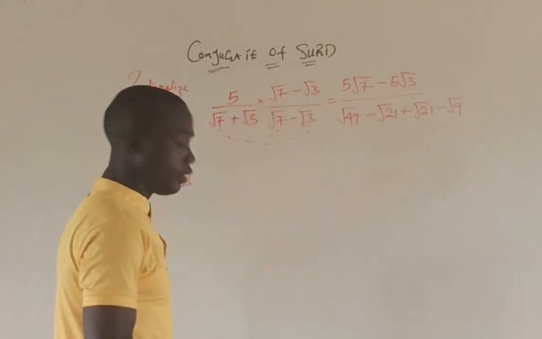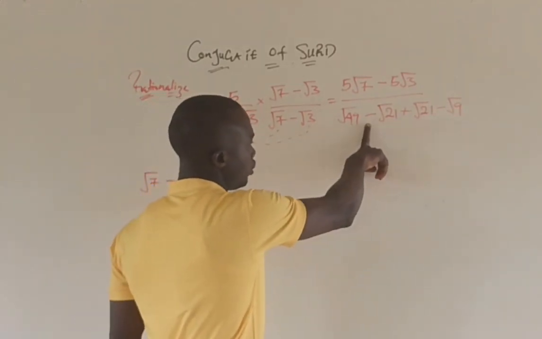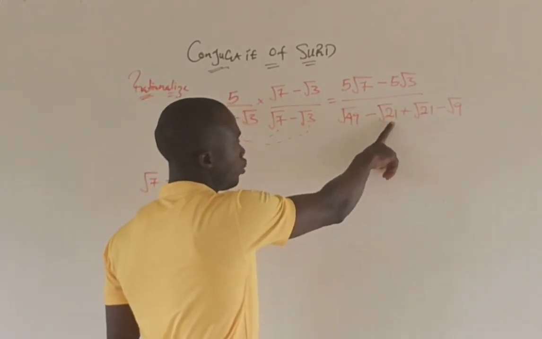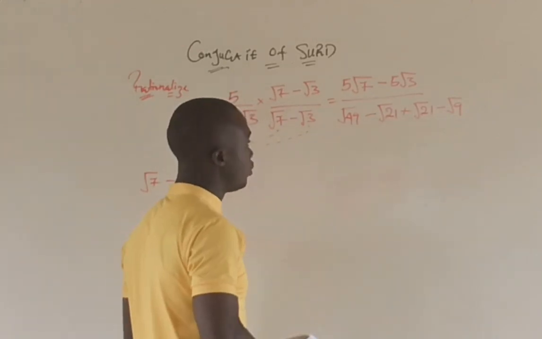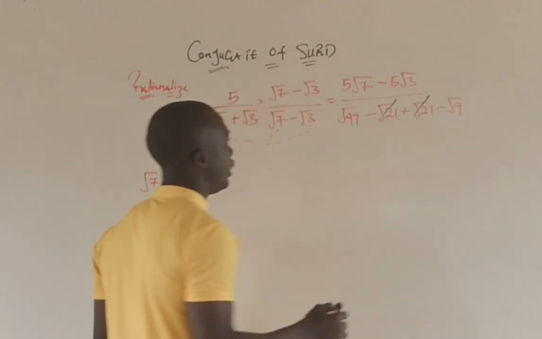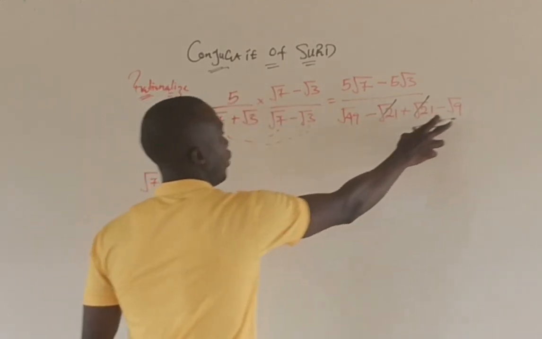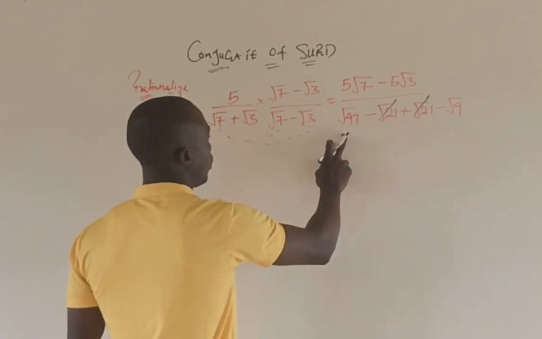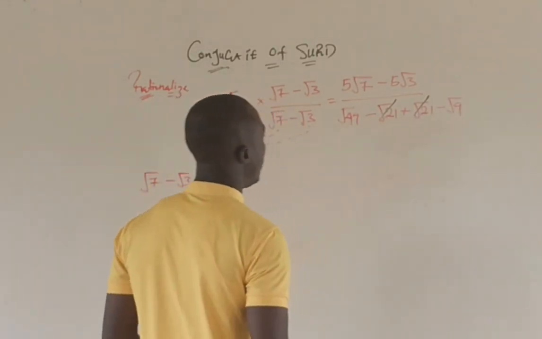Minus root 9. So since we have minus root 21 plus root 21, the two cancel themselves. So definitely here, they cancel. We are now left with root 49 and root 9. Root 49 is 7. Root 9 is 3.